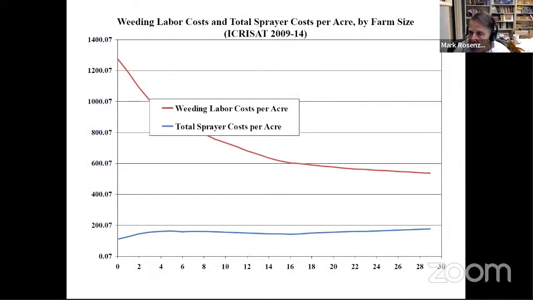The nice thing about sprayers as well is that it's clear what the substitute labor cost is, and that's weeding. If you spray, you'll have less weeds, and therefore you'll need to hire less labor for weeding. And that's exactly what you see. At the larger scales, weeding labor costs per acre go down, but total sprayer costs per acre don't change very much because they're shifting to higher capacity machines, which have lower price per unit of capacity. And remember, the larger farms are using a higher capacity sprayer. So they're saving on labor costs, which is another reason that their profitability per acre is going up.